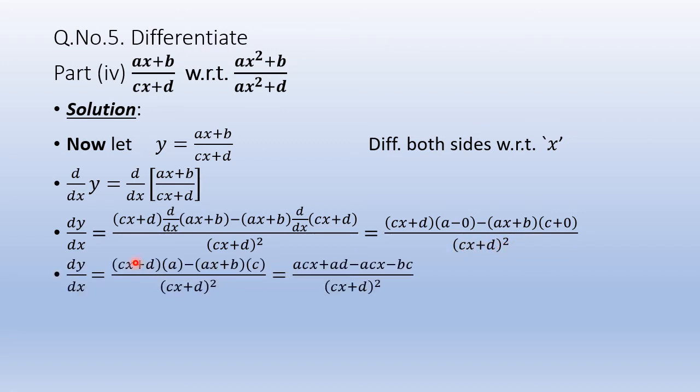So what do we get? (cx + d) into a minus (ax + b) into c. The final result becomes, after opening the brackets, the acx got cancelled and I have got (ad − bc) divided by (cx + d) whole squared.